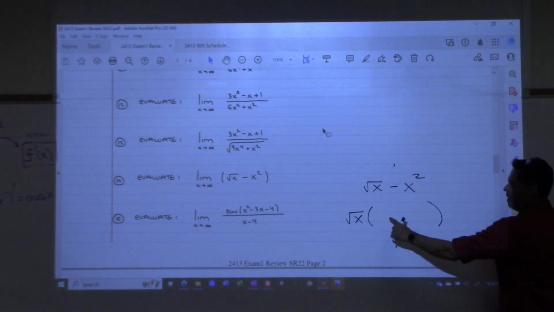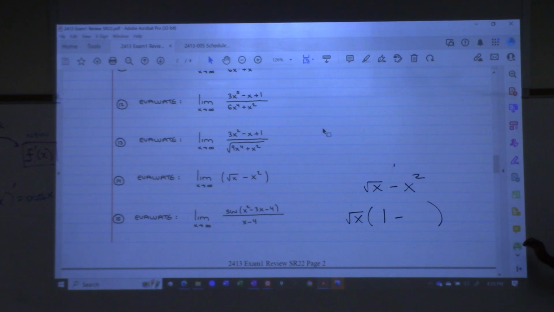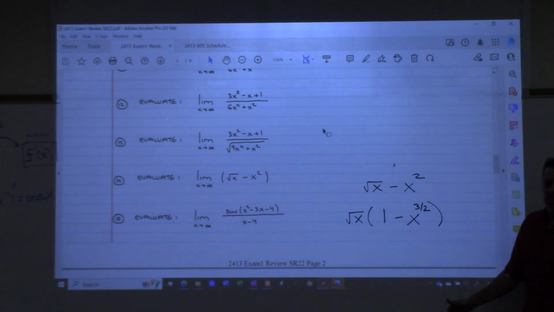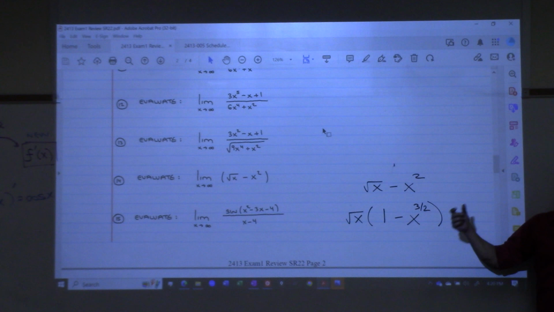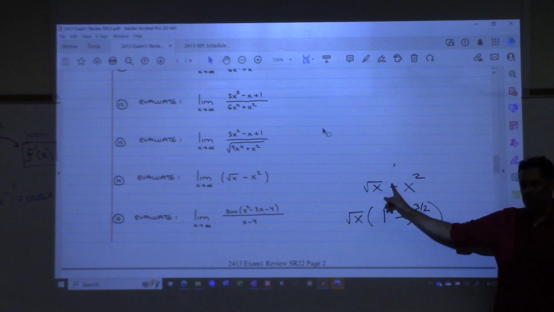If I do that, what would have to go here? 1 minus. Now you have to think about this a little bit. 3 halves. X to the 3 halves. Why? This is really x to the half, right? And if you multiply that here, you add a half plus 3 halves and get 4 halves, that's 2, right? So do y'all see that this is this?